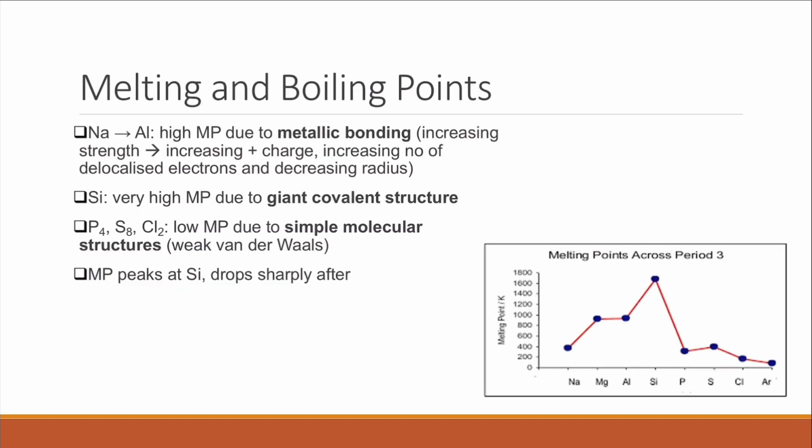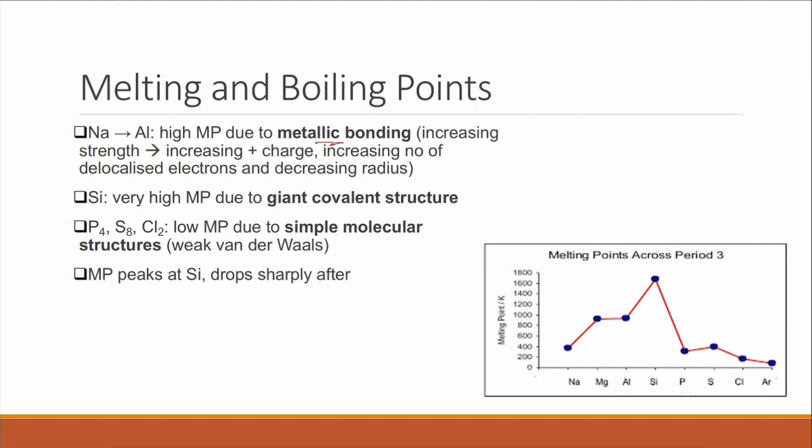Melting and boiling point: from sodium to aluminum, there will be a high melting point. This is because they have metallic bonding, and the melting point will increase in strength as you go to the right because there is an increase in the positive charge from +1 to +2 to +3, an increase in the number of delocalized electrons as well, and a decrease in the radius. So there will be stronger attraction between the delocalized electrons and the positively charged ions.